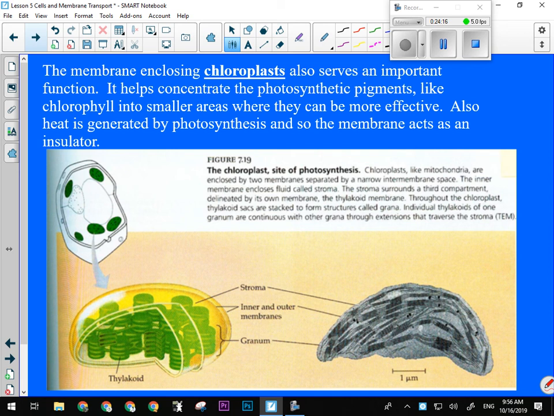Okay, chloroplasts. Only in the plant cell. Their main job, carry out photosynthesis. Really all you need to know about them. I'm not going to ask you about the different parts. They also have a double membrane, because absorbing sunlight can lead to a lot of heat. So they can end up generating some heat as well.